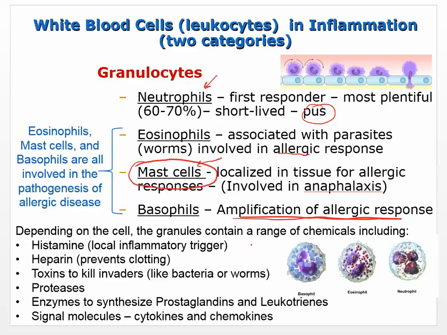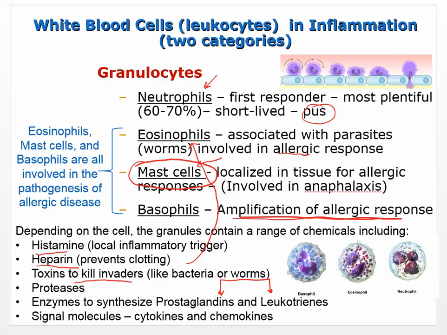So depending on the cell, the granules contain a range of chemicals. I already mentioned histamine. They also may have heparin, which prevents clotting. Toxins to kill invaders, especially your eosinophils, can be very toxic. Proteases, which break down proteins, and enzymes to synthesize prostaglandins and leukotrienes. We haven't talked about prostaglandins and leukotrienes specifically yet, but these are cell-mediated inflammatory molecules.